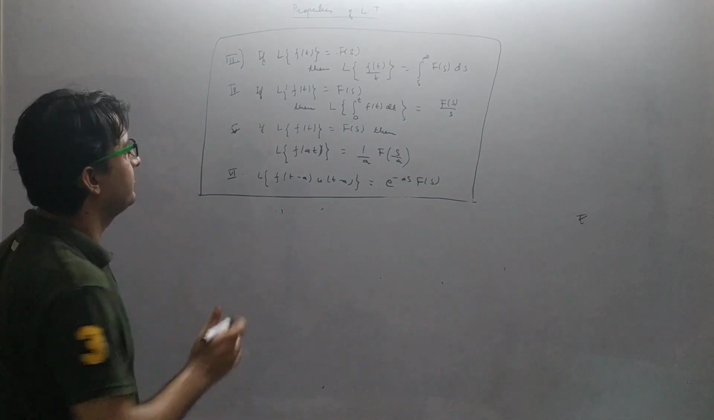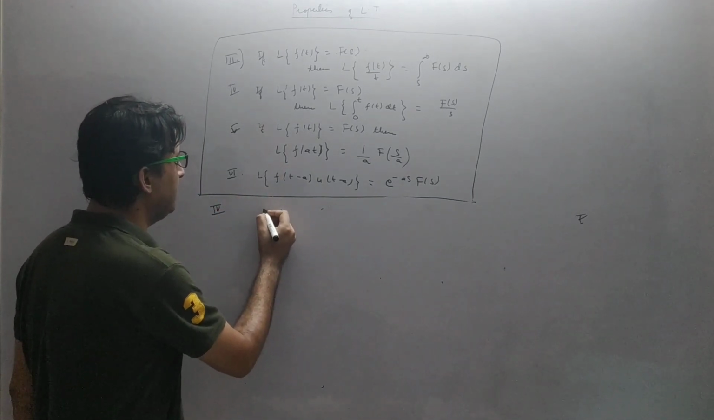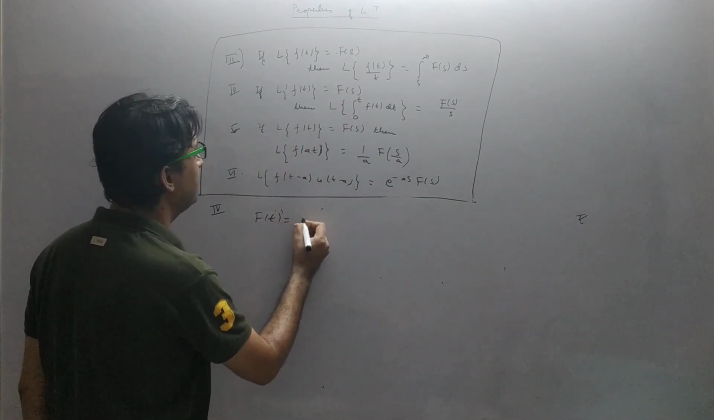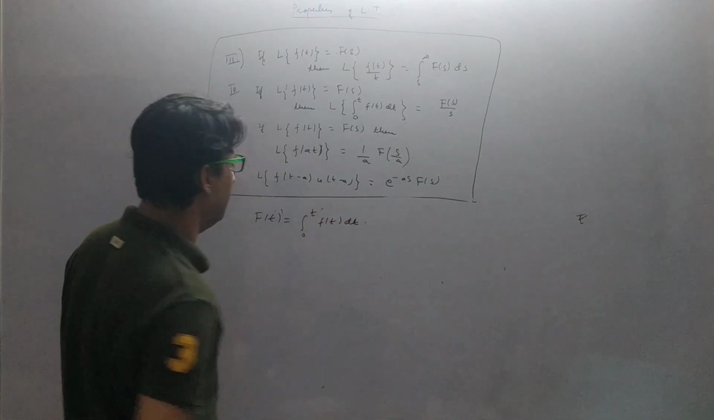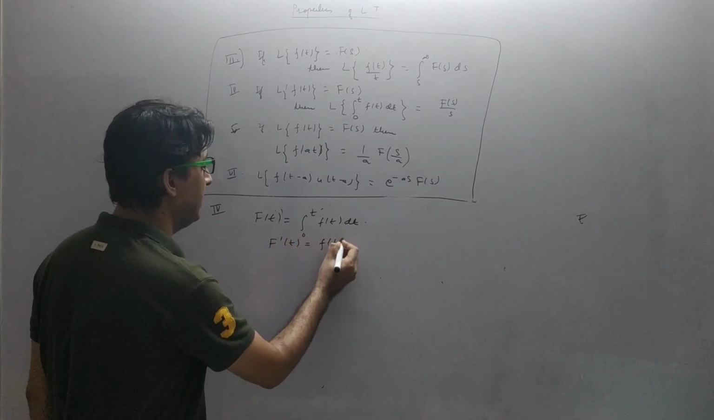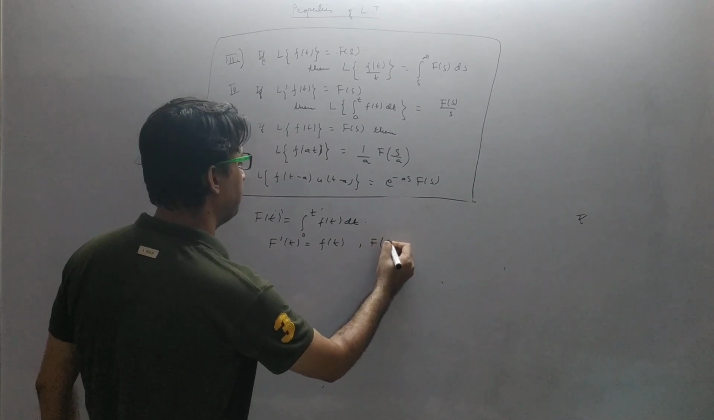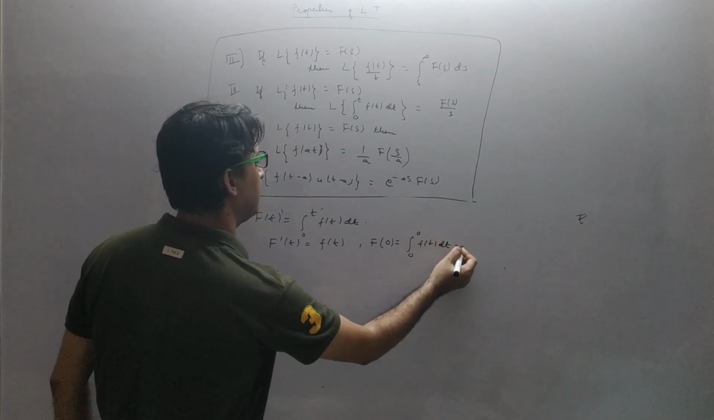Fourth property. What we do is that we are going to take capital F(t) as the integral from 0 to t of f(t) dt. Now, if we take the derivative, F'(t) becomes f(t) by the Leibniz rule of integration. And if we take capital F(0), this becomes the integral from 0 to 0 of f(t) dt, which is 0.